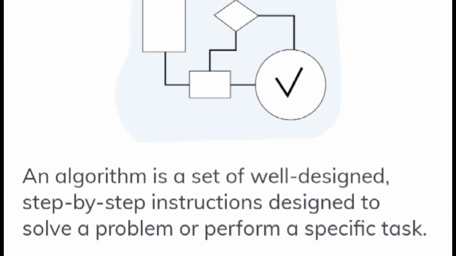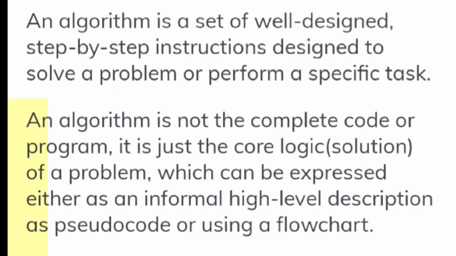Defining the algorithm. Now let's define the algorithm with a technical definition. An algorithm is a set of well-designed step-by-step instructions designed to solve a problem or perform a specific task. An algorithm is not the complete code or program. It is just the core logic solution of a problem, which can be expressed either as an informal high-level description, as pseudocode, or using a flowchart.